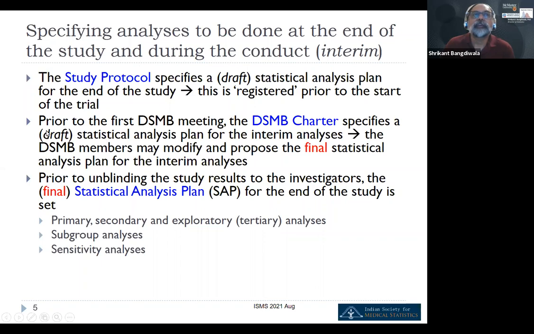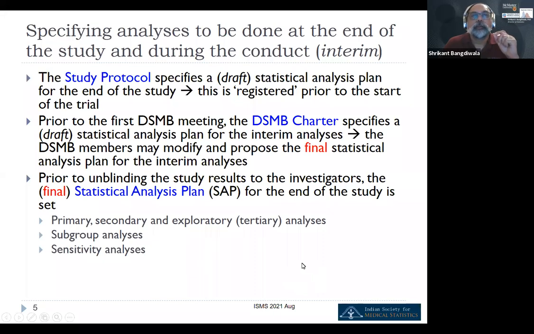Why do I call it draft? Because the statistician will draft it, but who has the ultimate say-so as to what is done for the interim analysis is the Data and Safety Monitoring Board. So they may modify it and they will propose a final one. They may not like what we have proposed, for example. And that's where you'll have the final analysis plan. And as I said, prior to unblinding the study results to the investigators, the final statistical analysis plan is developed, and it talks about all of these issues as well.